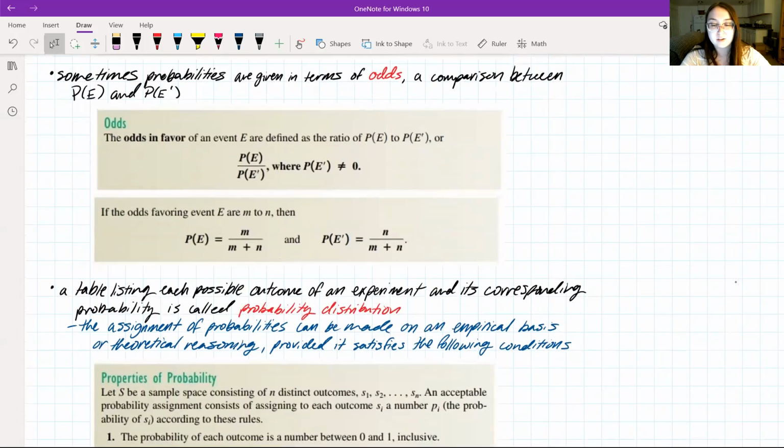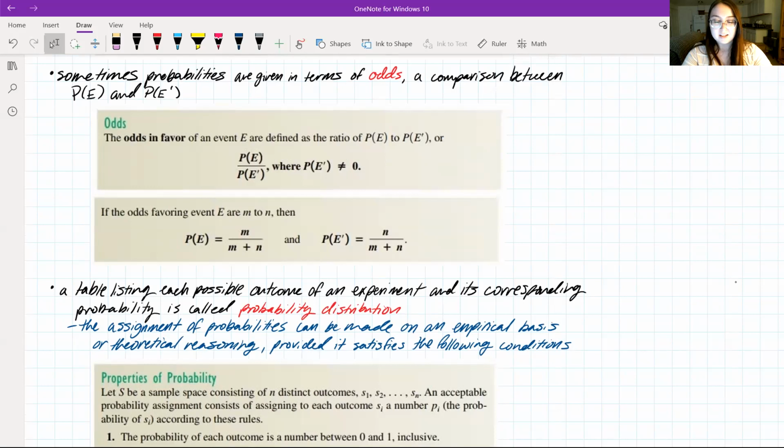Sometimes probabilities are given in terms of odds, a comparison between P of E and P of E prime. This basically just means that odds in favor of an event E are defined as the ratio of the probability of E to the probability of E prime, or probability of E divided by the probability of E prime. The probability of E prime is not equal to 0, because then this whole equation would not exist.